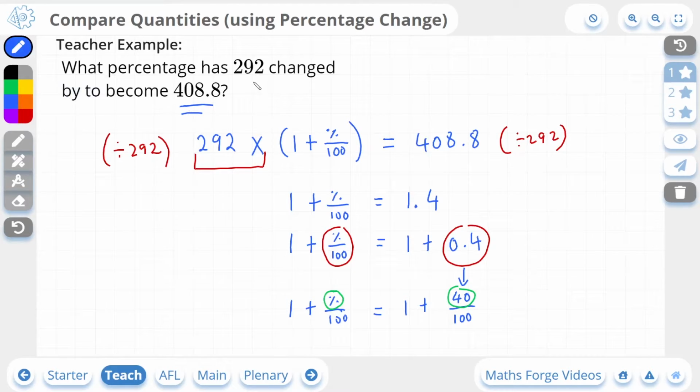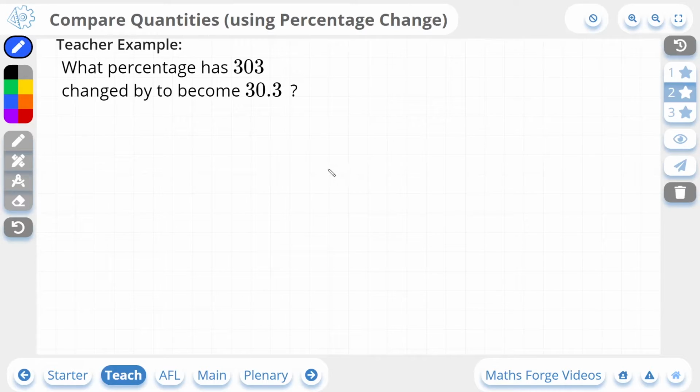So we can conclude that 292 has been increased by 40% to give us 408.8. So I'm going to say it is a 40% increase. And if we check our answer, there it is. Now let's do a two-star example.